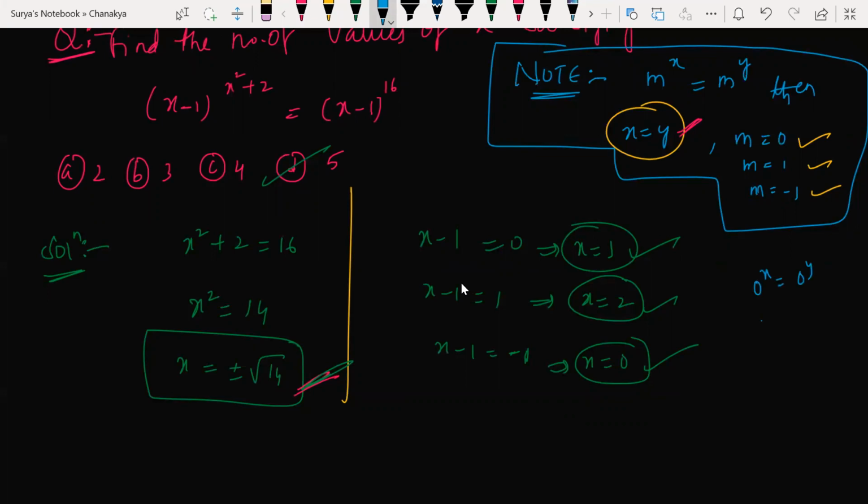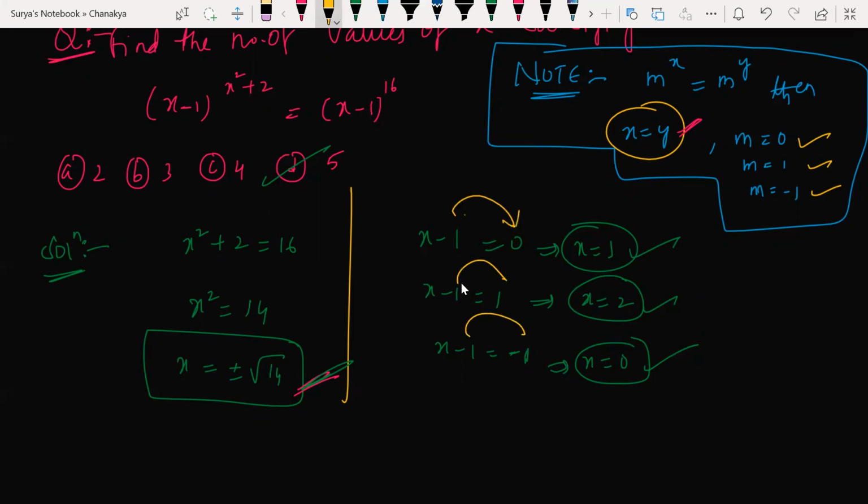0 to the power of x is what? 0. All right. Now, 0 to the power of 0 is an indeterminate form. Indeterminate form, you say. Not defined, you say. And now 1 to the power of x is equal to 1 to the power of y. Right? Now -1 to the power of x is equal to -1 to the power of y. All right, people. So when bases are same, I will be equating the powers. Then my base can be 0, my base can be 1, my base can be -1.